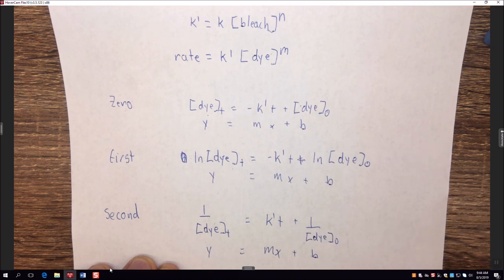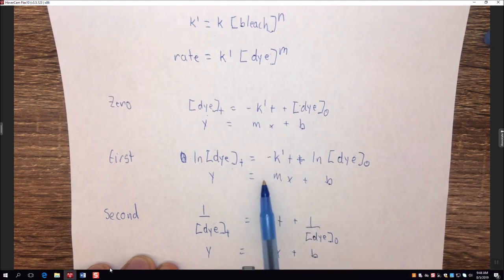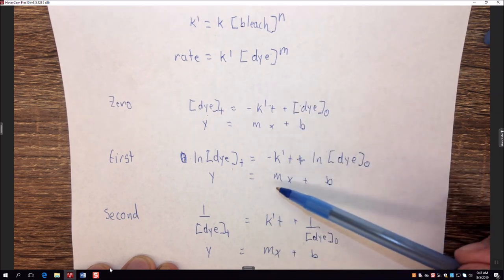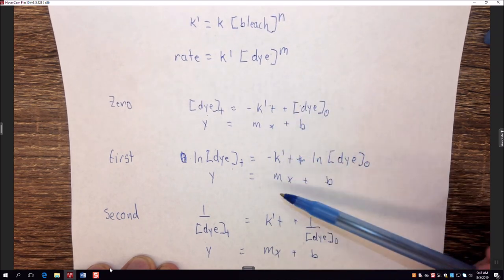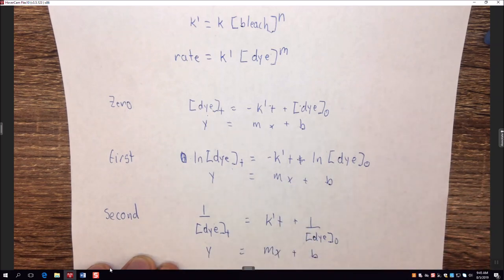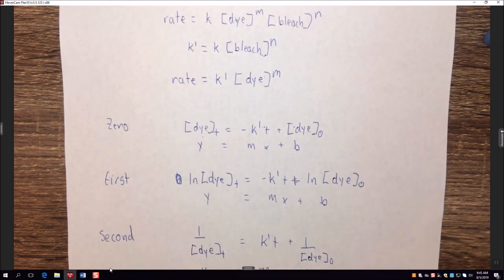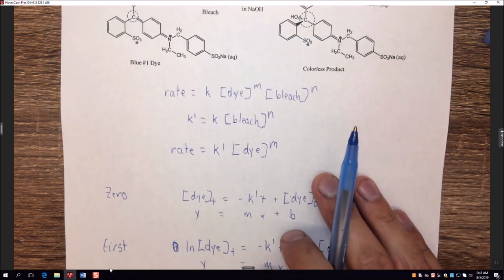Note that you only need to collect the data once, and also note you can use the absorbances because the absorbance is proportional to the concentration of dye. Finally, the slope of the line, m, is going to be either negative k prime, or positive k prime if it's second order. So for zero order and first order, the slopes are negative, and for second order, positive k prime is the slope. So we can not only find the order of the reaction, we can also find the value of k prime, or negative k prime, which we can then convert to k prime. So that is how we're going to find the reaction order with respect to dye.